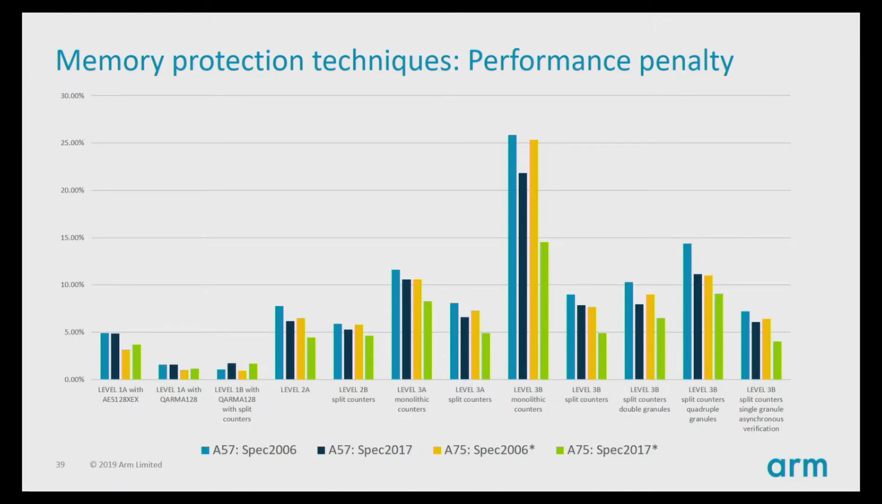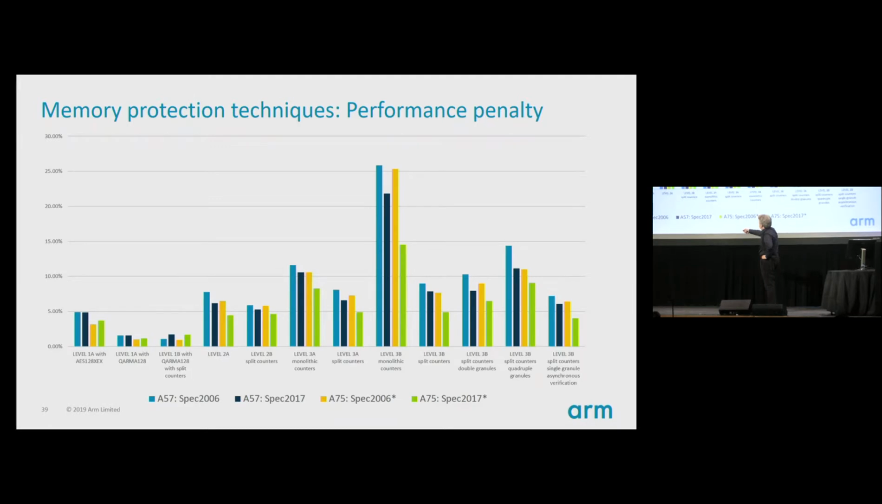If you are using just simple encryption with XEX mode, we have about 5%. If we use Qarma instead of AES-128, we are really at a negligible level of 1.6%. We can use this with freshness and split counters, and we are still there. We add integrity, and we increase significantly the penalty. Then we start using monolithic counters with direct encryption and no freshness.